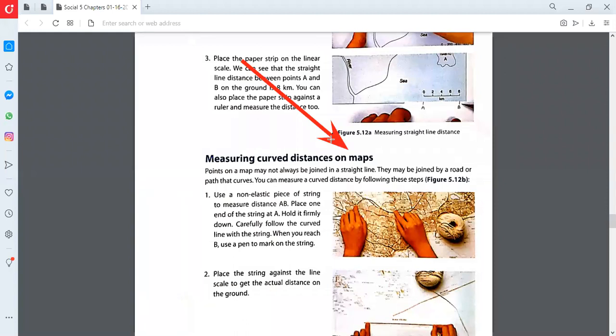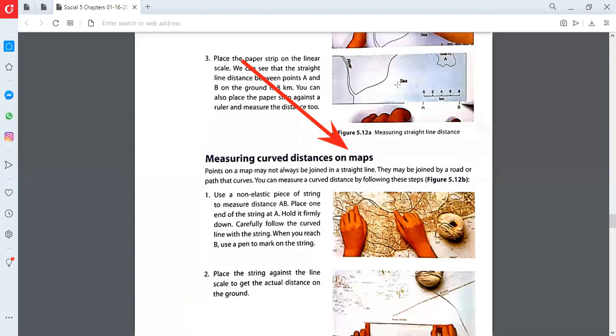The word strip means you just need to fold the paper. That folded paper is called a strip. Strip means a small piece of paper. If you make a scale with the help of paper, that scale is called a strip. So Safani asked this question: what is a strip? If you make a paper scale with the help of paper, it looks like a strip. Why are you using the paper instead of a scale? To mark the points A and B.